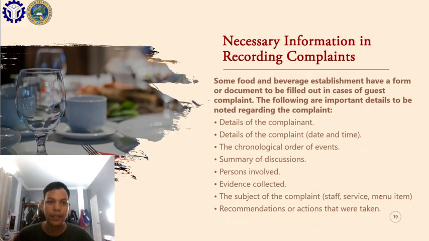Next, there is some necessary information in recording complaints. So we will not just write everything, but we also need to consider the necessary, important information that needs to be put in the records.